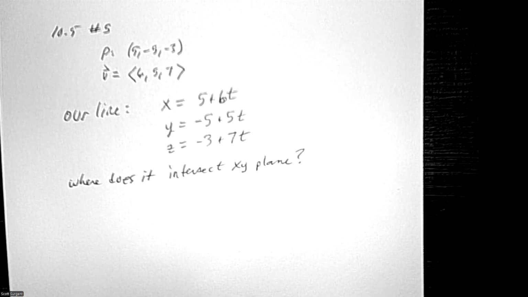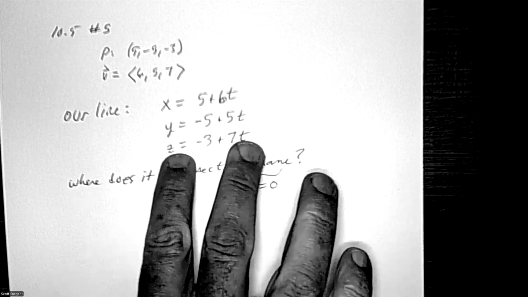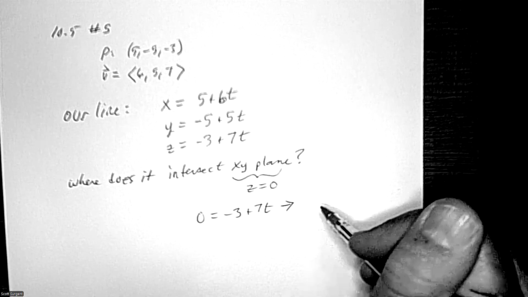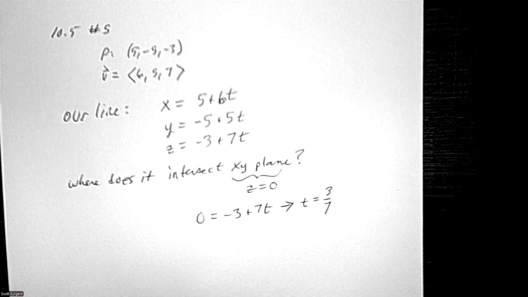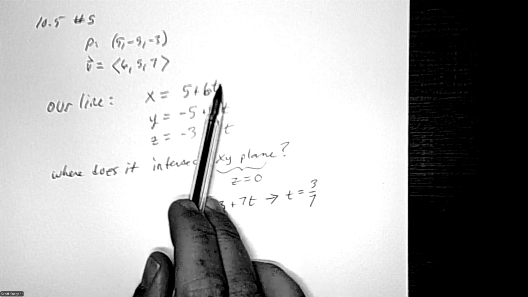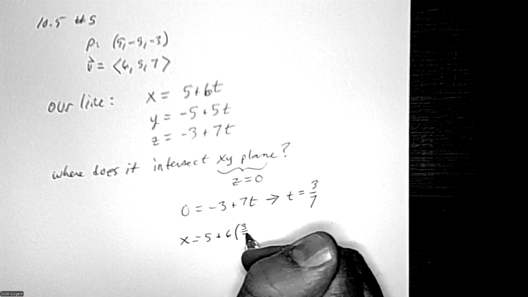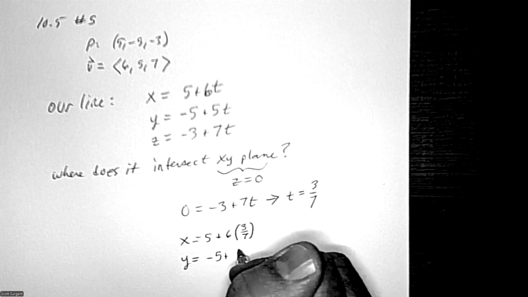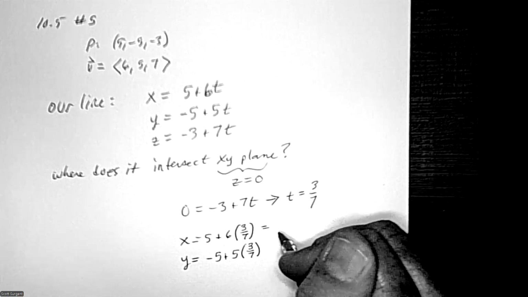All right, so we want to find where does it pass through the XY plane? Well, that happens when Z is 0. So what we do is we take the Z equation here and we set it to 0, and you get T is going to be 3/7. And then you just go back in and you plug 3/7 into the X and Y to get the coordinates. So X will be 5 plus 6 times 3/7. Y will be -5 plus 5 times 3/7. And what do you get? 5 plus 18.